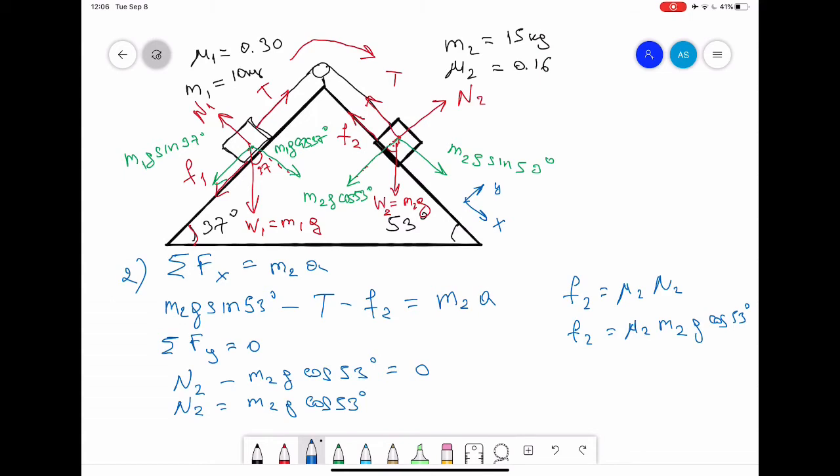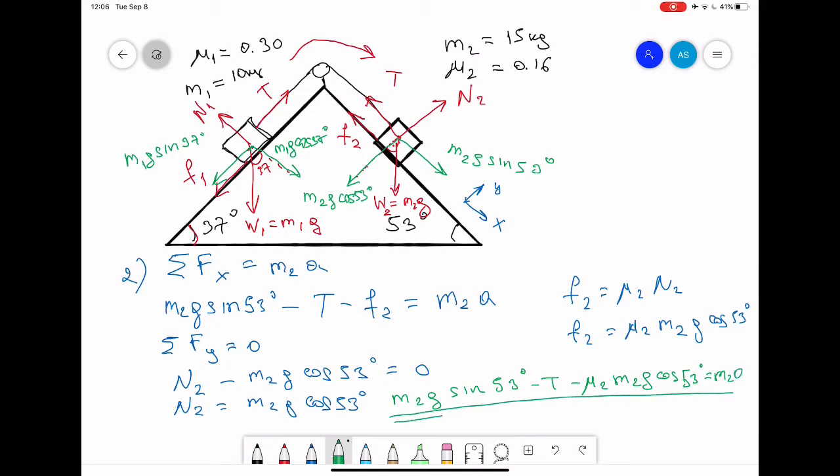Okay, so let's write down the full equation for the right side by substituting everything in its place. So we're going to have m2g sine 53 degrees minus tension, minus friction 2, which is equal to mu2 m2g cosine 53 degrees, is equal to m2a. So this will be our equation 2, which is dedicated to the second box, which is on the right side.